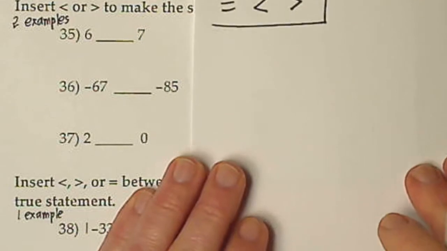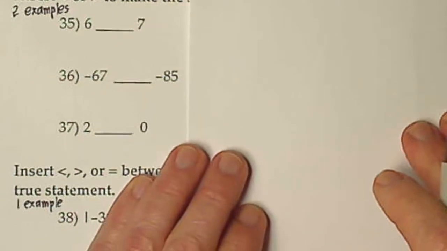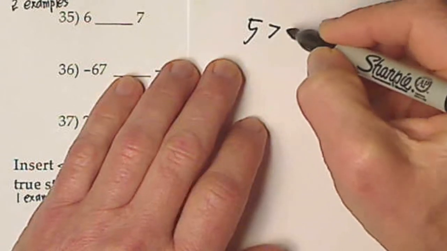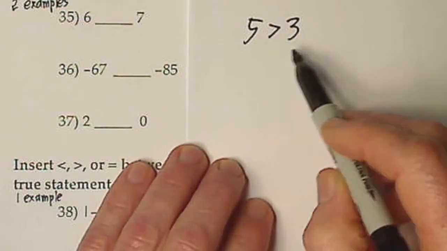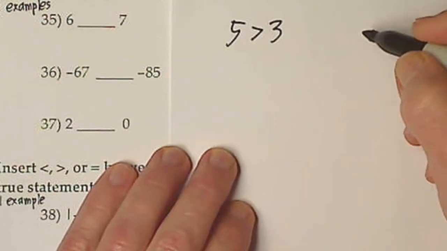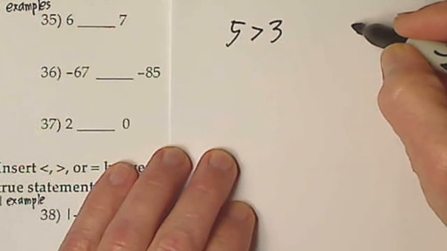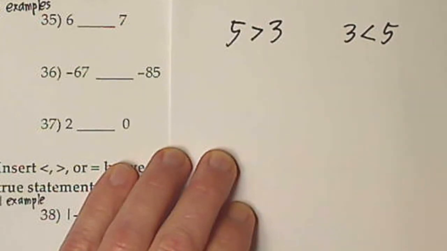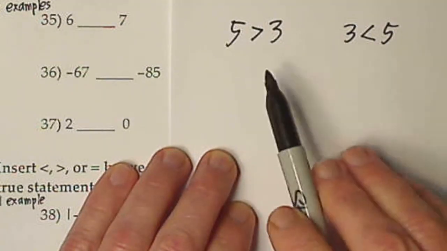Alright, actually I think I'm just going to slide that up out of our way. Okay. This would be read 5 is greater than 3. You could also have, I think I'll go over here, 3 is less than 5. So these are both saying the same thing.